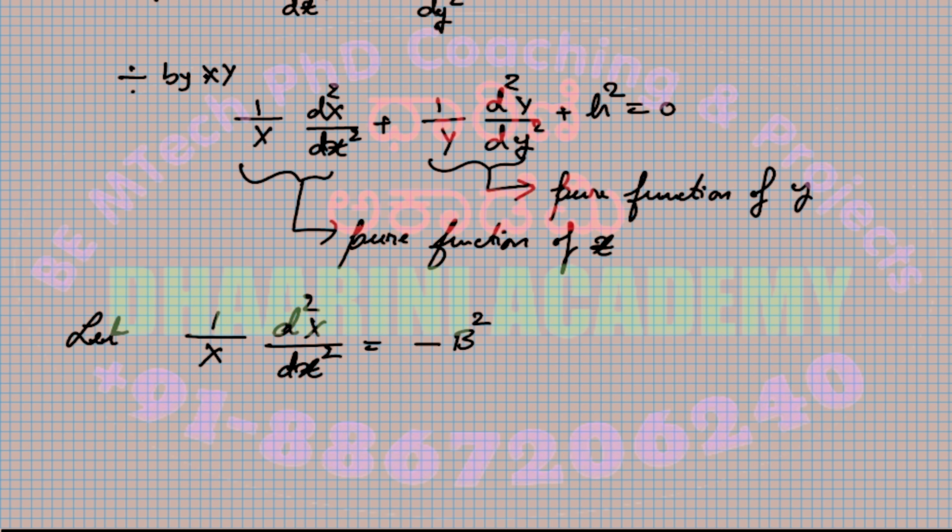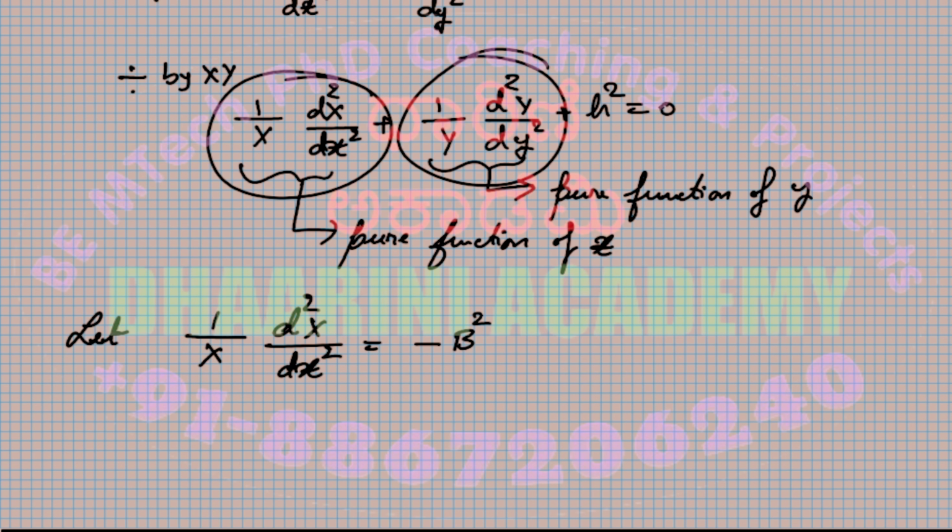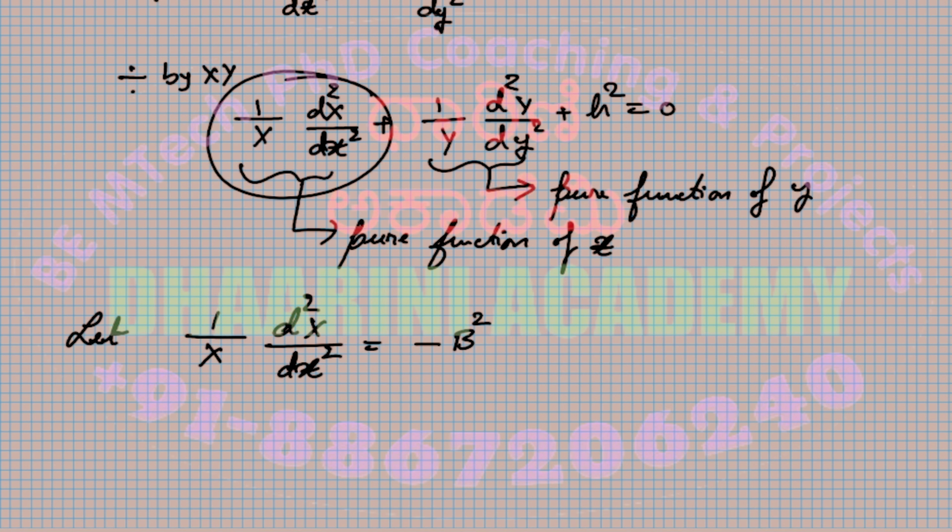Normally, whatever corresponds to x, you take as minus b square. Whatever is corresponding to y, you take it as minus a square. So that's the step we follow whenever we solve that equation. In the sense, you see, this is minus b square, this is minus a square plus h square equal to 0. That's my ultimate equation. So we have to assume in this way. I'll come back to that.